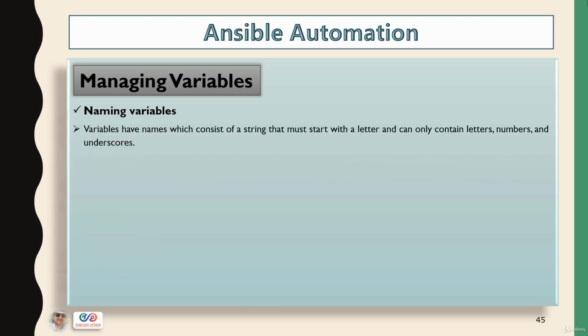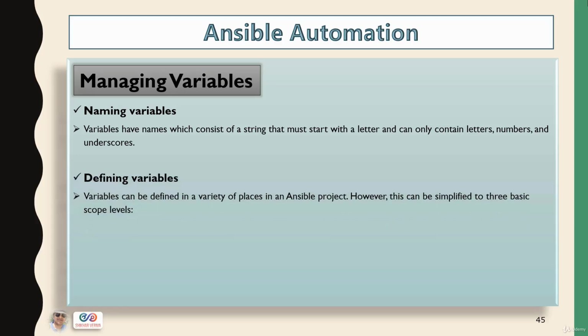Naming variables. So how we can define a variable, or we can say how we can create variables. Variables have names which consist of a string that must start with a letter and can only contain letters, numbers and underscores. So when you define a variable, it could be any name, but it must start with a letter. You have to keep that in mind when you define the variable name.